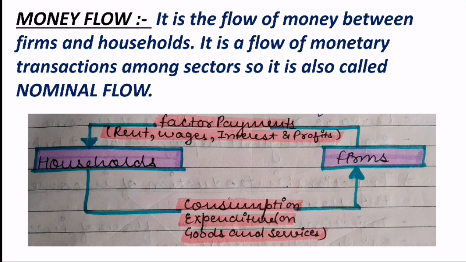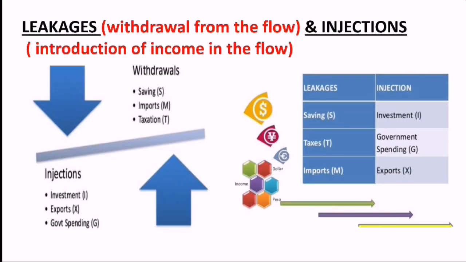Another one is money flow. This is the flow of money between firms and households, right? So here you can see in return of the factor services that households provide, firms are providing factor payment, right? And in return of goods and services, households are providing consumption expenditure to the firms. So here money is transferring between firms and households. That's why it is called money flow. Okay, so it is a flow of monetary transactions and it is also called nominal flow.